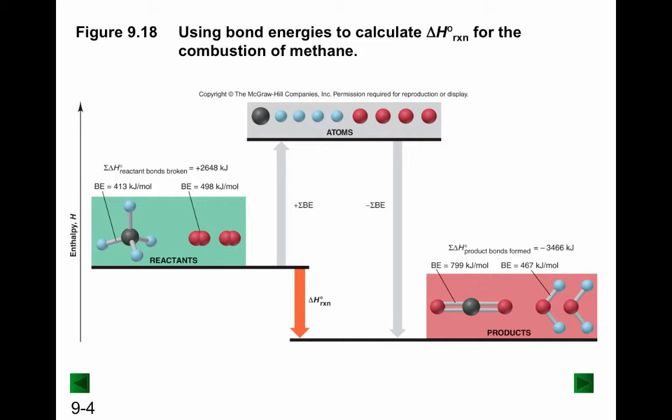Remember, a negative value for delta H implies the combustion of methane is exothermic. Notice our calculated reaction enthalpy value for the combustion of methane using bond energies is close to the enthalpy value determined using calorimetry, but not exact. Remember that the bond energies are also an average value obtained from many different compounds, which can be used to explain our differences in enthalpy values for the same reaction.